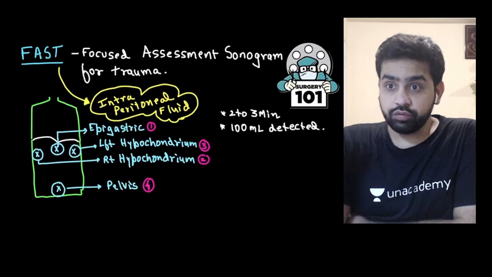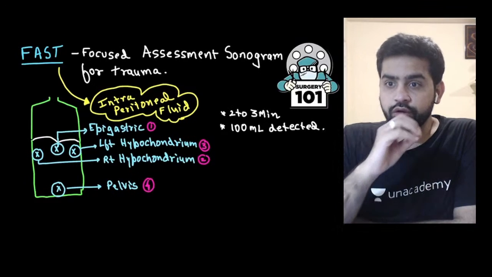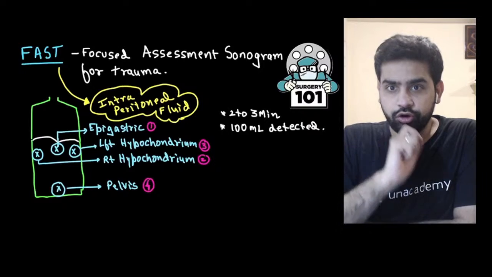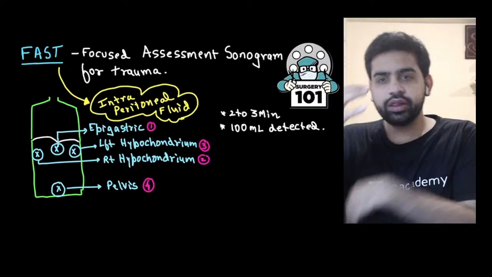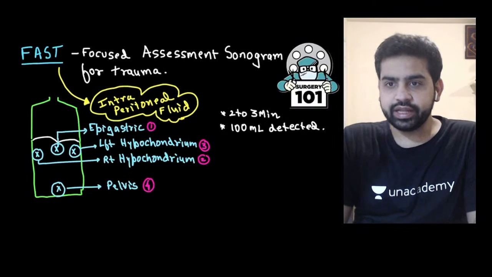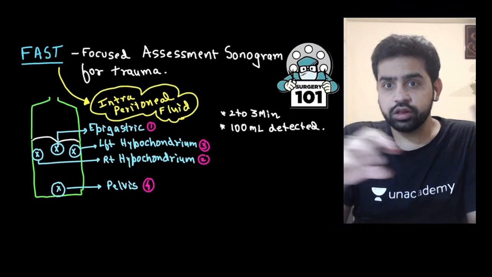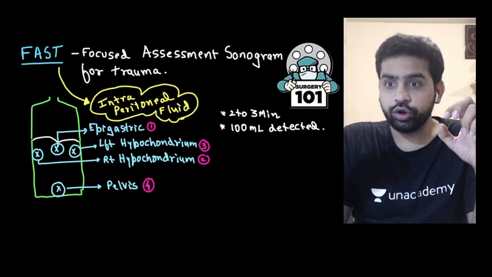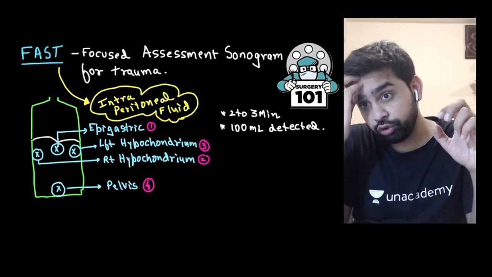So what does FAST stand for? FAST basically stands for Focused Assessment Sonogram for Trauma. Now, what is the aim of this? Whenever we do anything in our life, we should always have an aim. So what is the aim of performing a FAST? The basic aim of performing a FAST is that we want to look for an intraperitoneal fluid collection. This is what you want to look for.